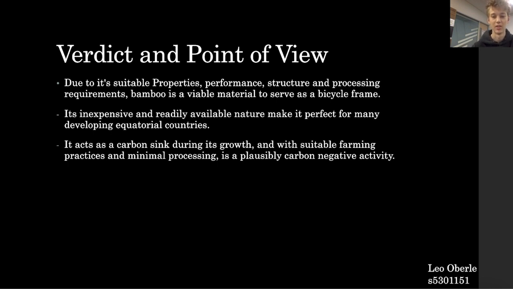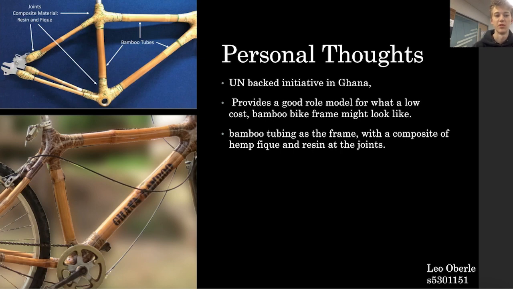It acts as a carbon sink during its growth, and with suitable farming practices and minimal processing, it's a plausibly carbon negative activity. When researching this material, it seemed to fit the criteria impressively well, and I was sure there had to be bamboo framed bikes already. I wasn't disappointed when I found a UN-backed initiative in Ghana which successfully employed locals to manufacture bamboo framed bikes.